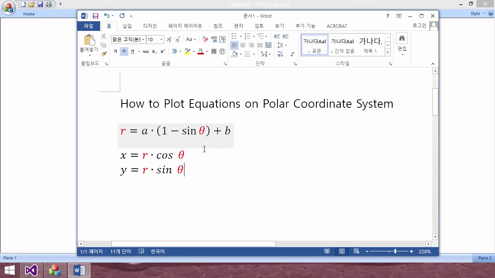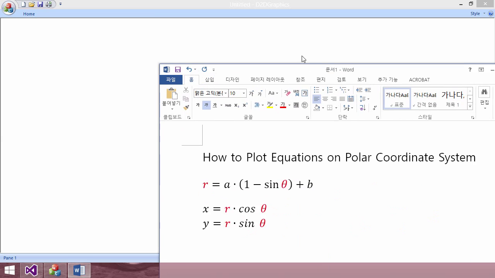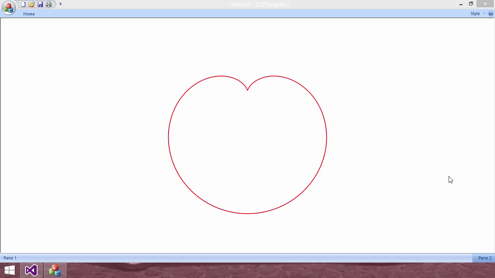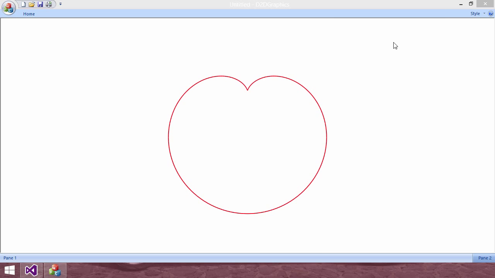So using this simple equation, we can plot figures like this, a beating heart. In this session, I will demonstrate how to plot equations in polar coordinate system on computer monitor. Then in the next session, I will teach you how to have your heart beating. Okay, so let's go.